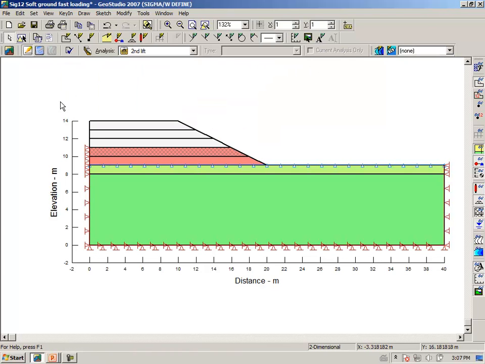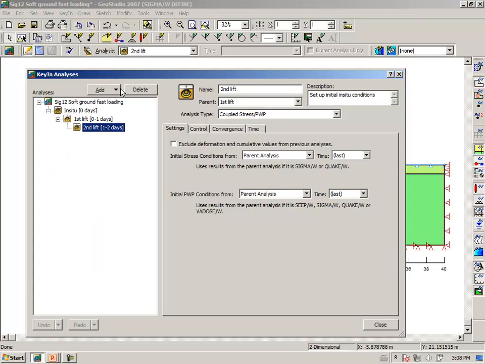Now once again, we can either create 3 more analyses and then assign the material and properties and boundary conditions, or we can do it 1 lift at a time. I'm going to now create 3 more analyses to represent lift 3, 4, and 5. Clone, and this is the third lift. And the parent now becomes the second lift.